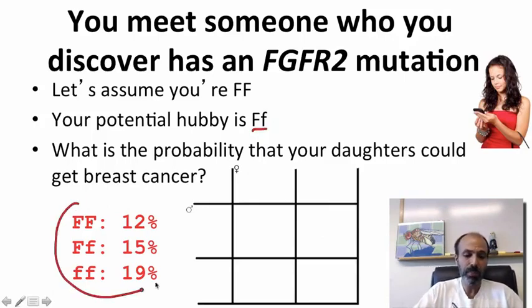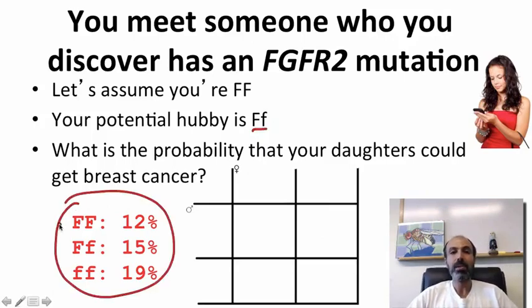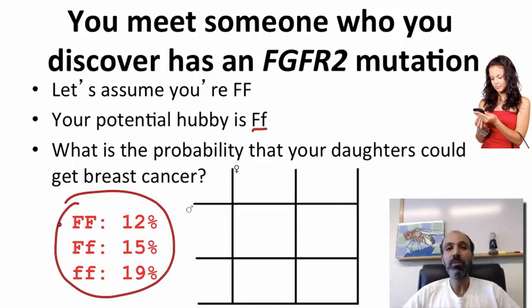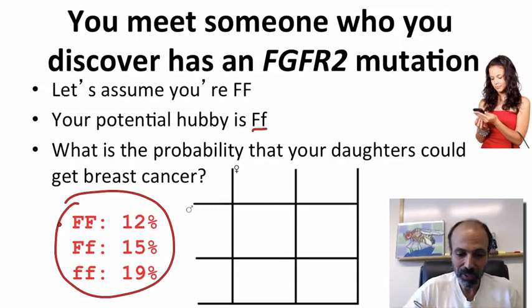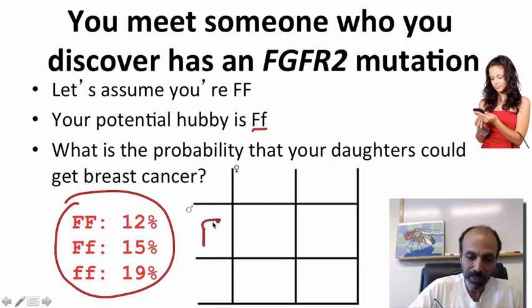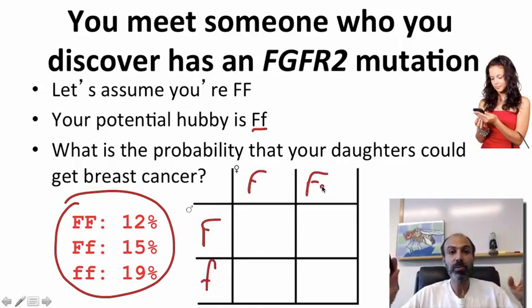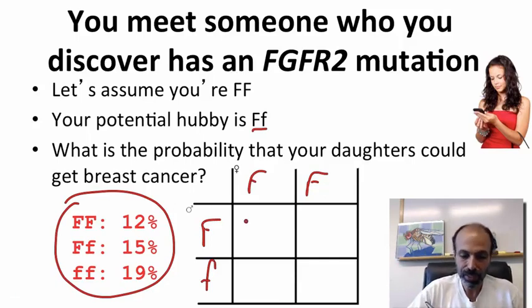And again, I put here all the probabilities so you can see what everything was. What is the probability that your daughters would get breast cancer if you were to have kids with this potential hubby? Basically, how much does it increase relative to if you had kids with somebody who was just like you? Well, we can do this very easily. Your potential hubby is big F, little f. You are big F. Okay? We're just looking at your daughters, not worrying at all about your sons in this case.